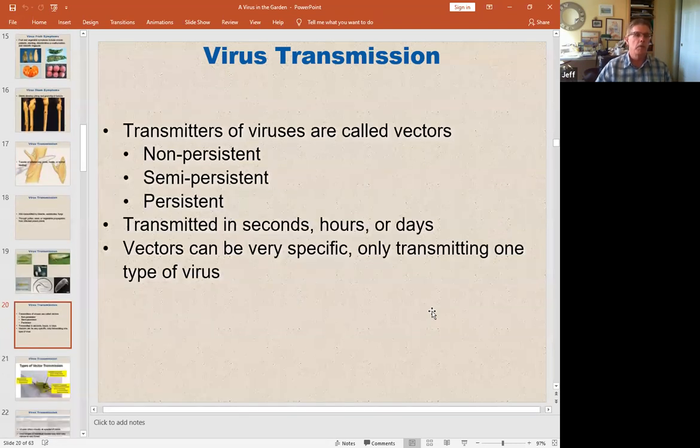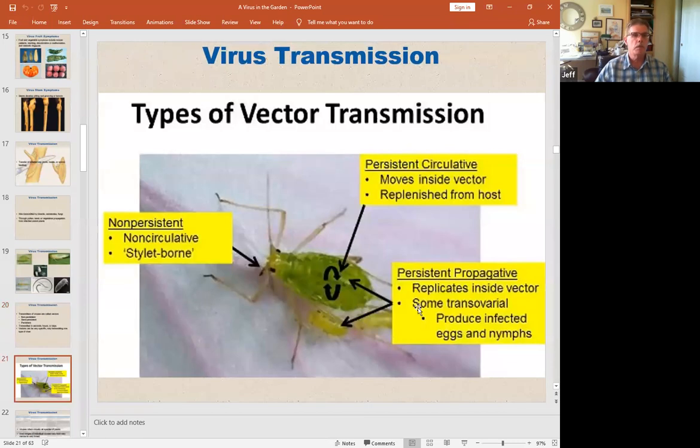So the transmitters of viruses are called vectors. And the virus-vector relationship can be non-persistent, semi-persistent, or persistent. It can be transmitted in seconds, hours, or days, depending on the virus and host. And the vectors can be very specific, only transmitting one type of virus. So to go into the vector-virus relationship, non-persistent viruses do not circulate inside the insect. They're borne on the mouth parts of the insect, and then when the insect feeds, it sort of introduces the virus at the same time.